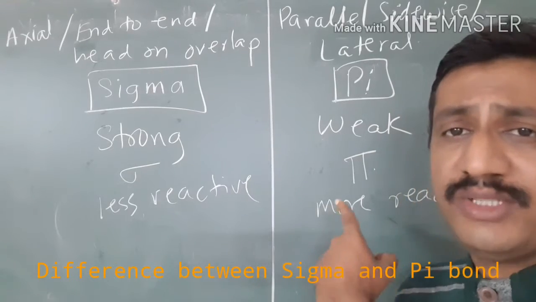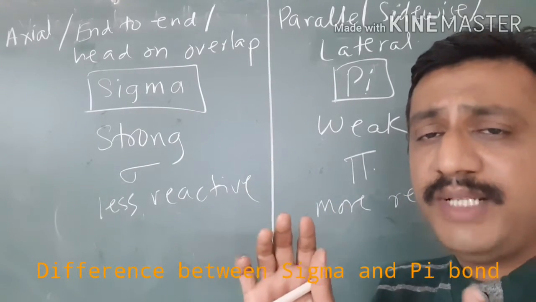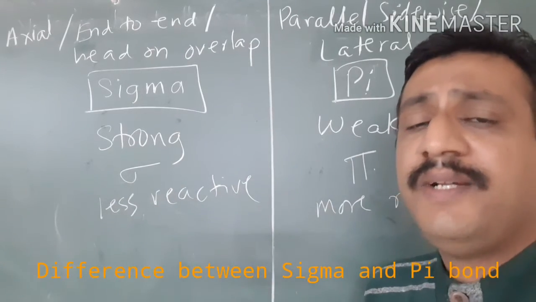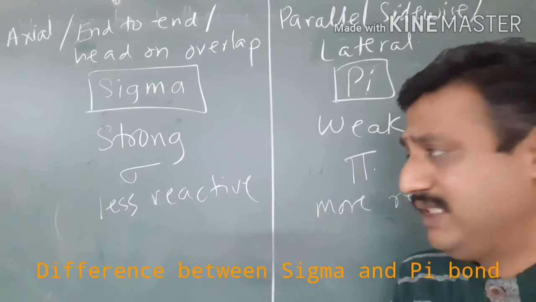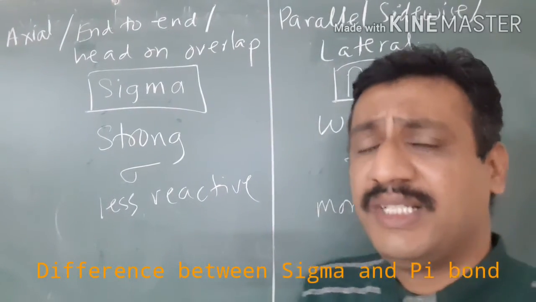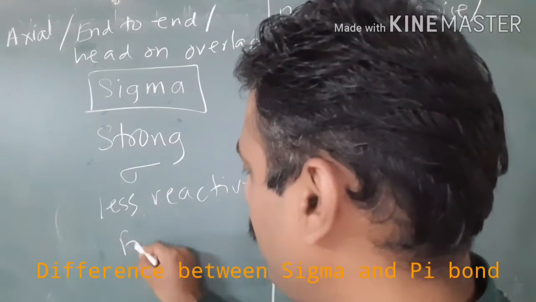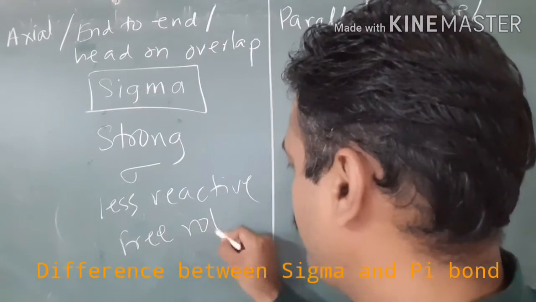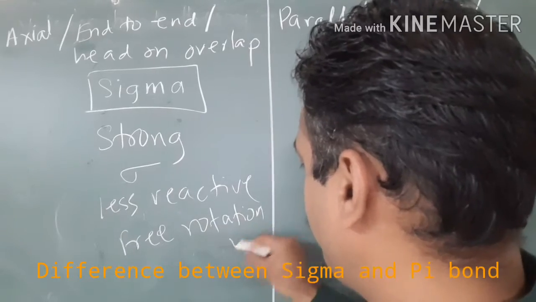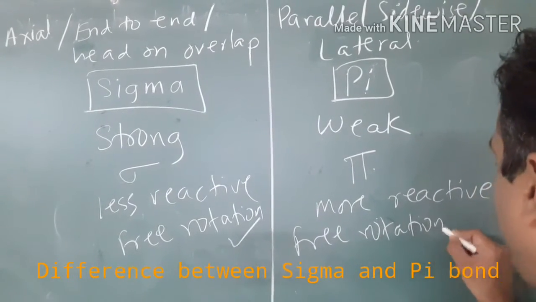Now easily these electrons are available because the pi bond is a weak bond, that's why pi electrons can take part in a chemical reaction with another species easily, that's why it is more reactive. Now one more thing is free rotation of atoms around the sigma bond is possible. Free rotation of the atoms around the sigma bond is possible. Here in this case, free rotation of atoms around the pi bond is not possible.